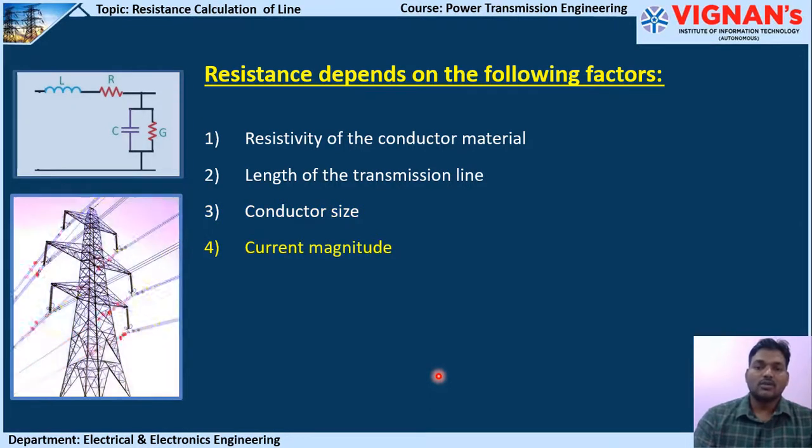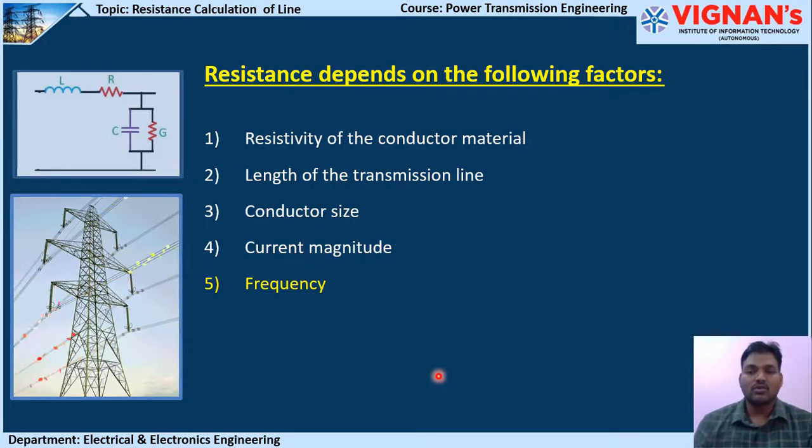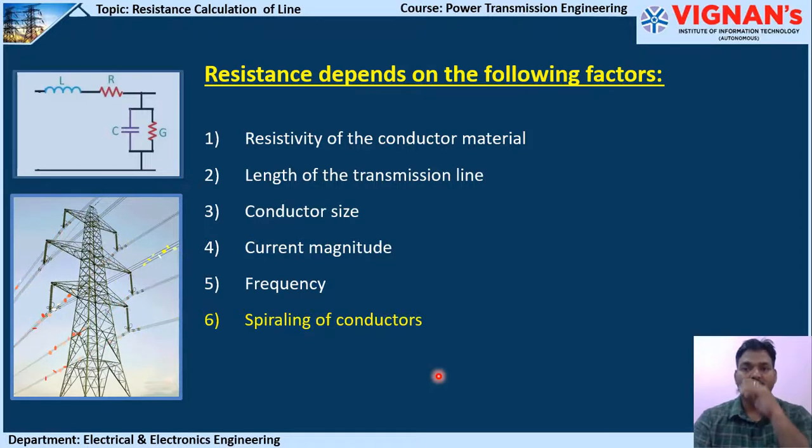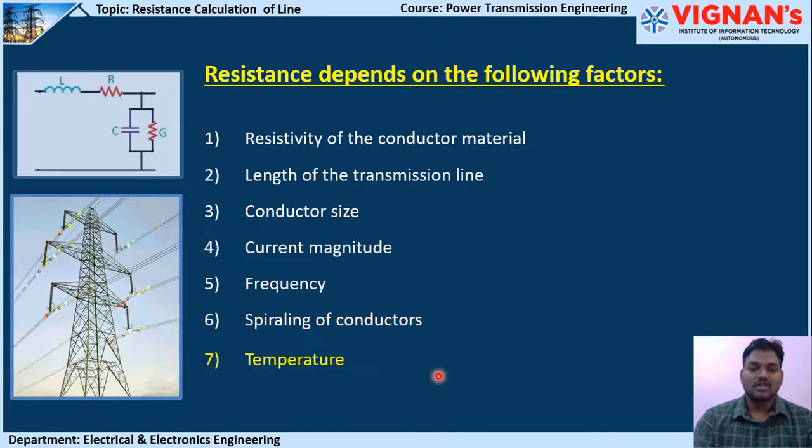Current magnitude. So we know R is inversely proportional to current square. So if current is increasing, the resistance will decrease. Frequency. As said in the skin effect, due to the frequency, that is AC current, the current will flow through the conductor and the resistance will be altered. Spiraling of conductors will change the effective length of the conductors and thereby affects the resistance. Resistance depends upon the temperature, given by Kelvin's law. The resistance depends on the conductor's coefficient of temperature, which depends upon the material. We will discuss this in the next slide.